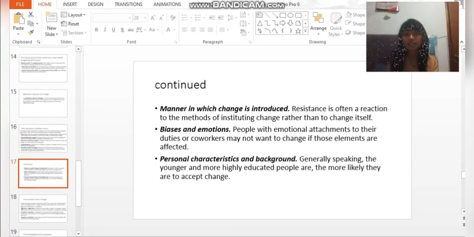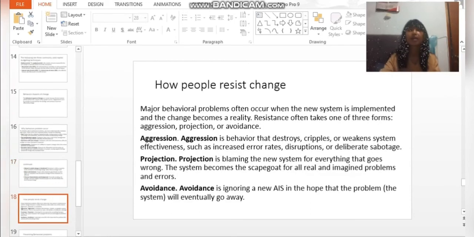Personal characteristics and background. Generally speaking, the younger and more highly educated people are, the more likely they are to accept change. How people resist change. Major behavioral problems often occur when the new system is implemented and the change becomes a reality. Resistance often takes one of three forms: aggression, projection, or avoidance.